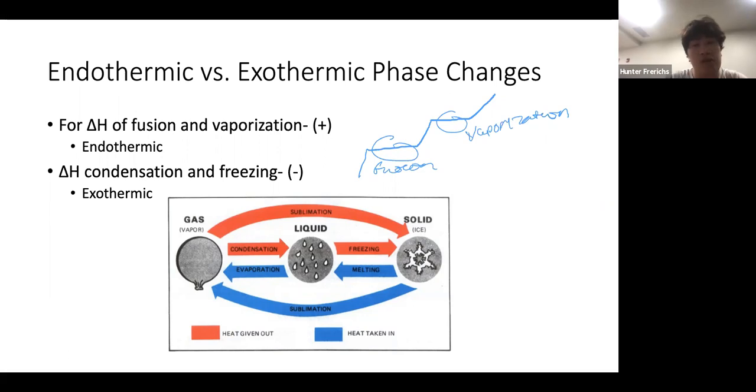And here you have a little chart, which shows that condensation and freezing are exothermic, and melting and evaporation are endothermic.